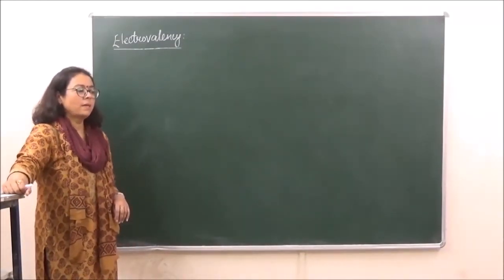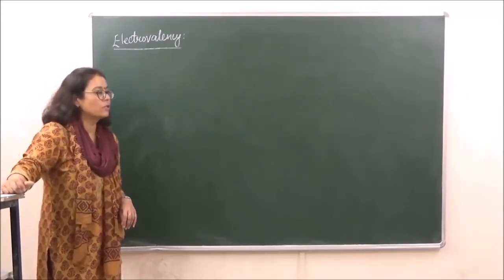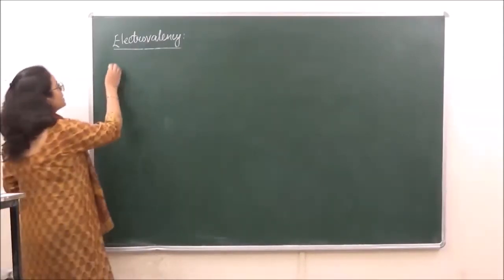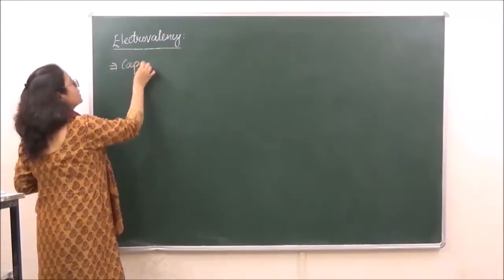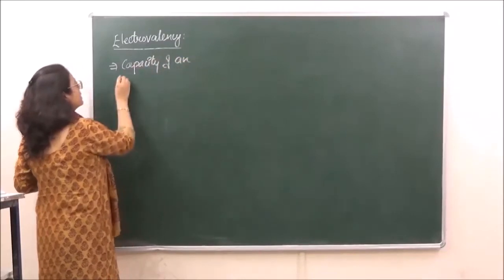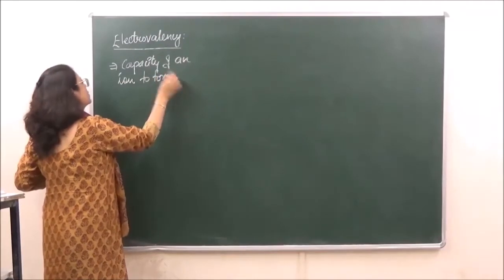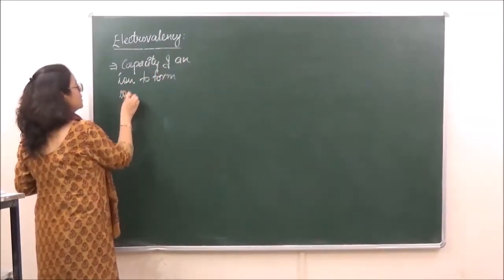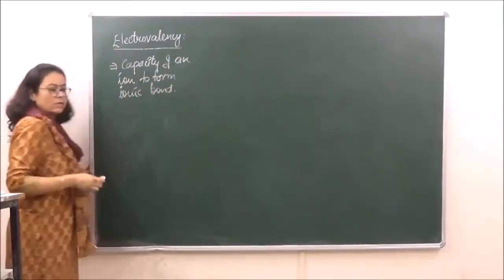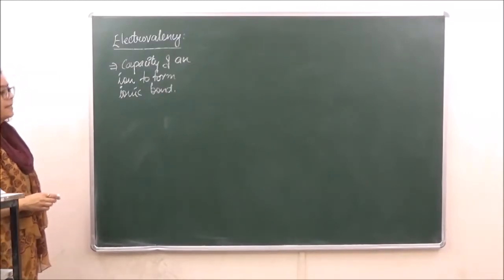How does a cation form? By loss of electrons. And how does an anion form? By gain of electrons. Then what do we understand by electrovalency? It is the capacity of an ion to form an ionic bond.